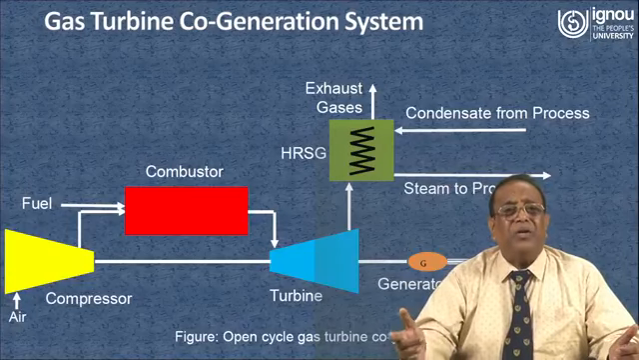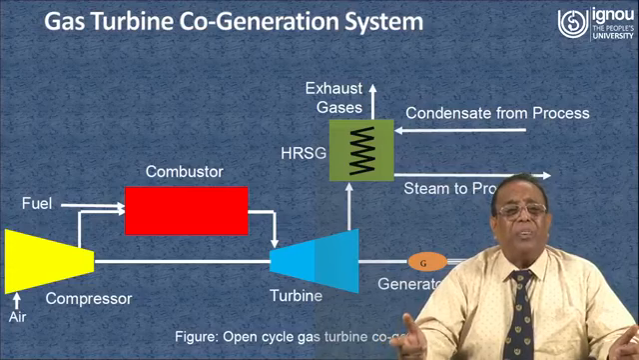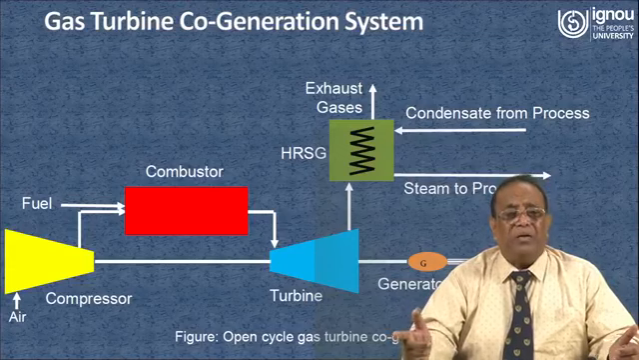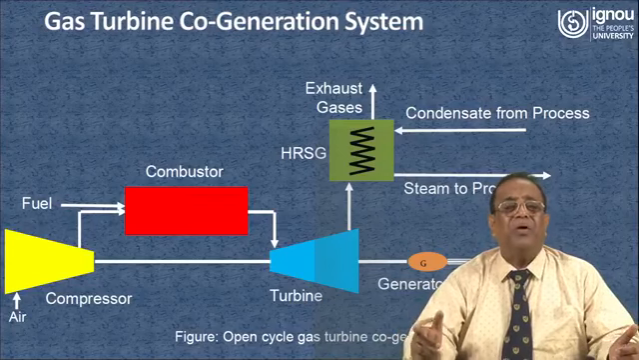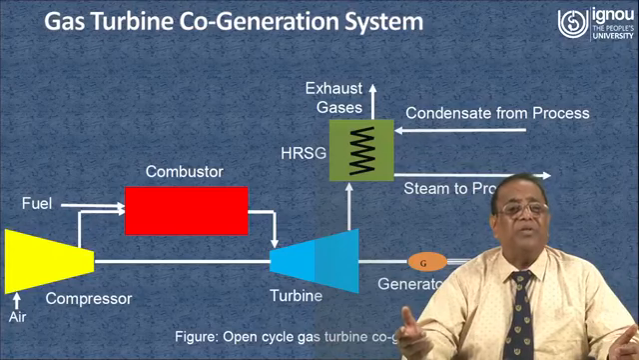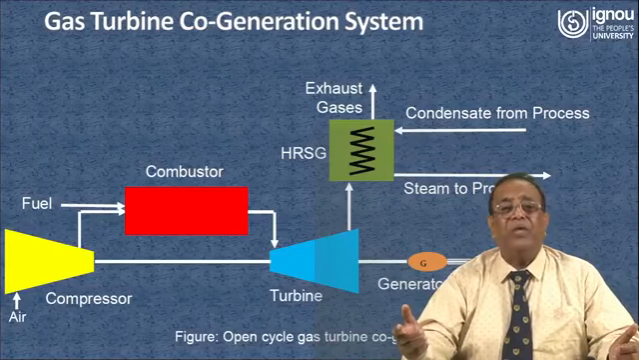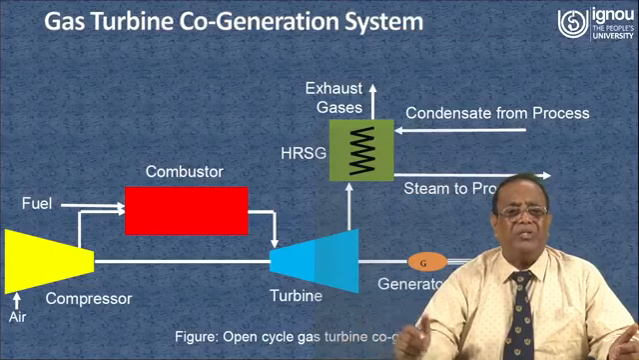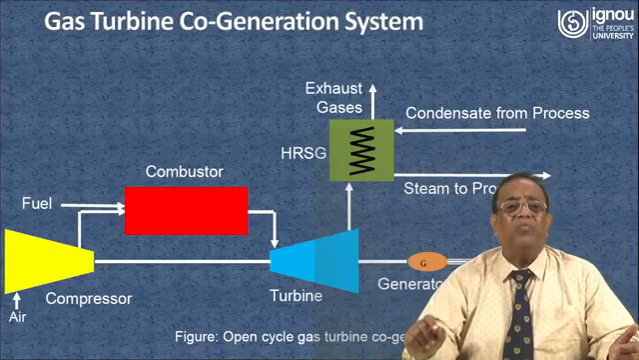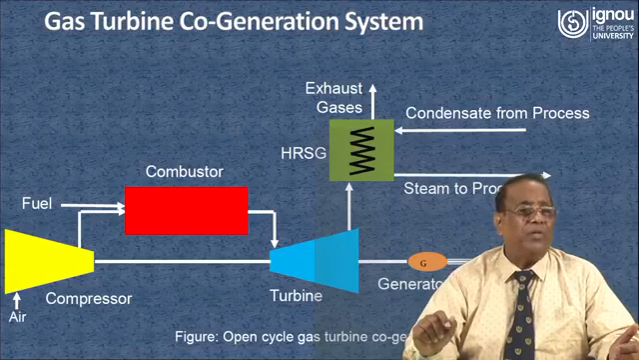This is the gas turbine cogeneration system. In this case, air enters the compressor, and in the compressor the air is compressed to a high pressure. After that, it enters the combustion chamber. Fuel is injected into the combustion chamber. In the combustion chamber, the combustion of air along with the fuel takes place, and the high pressure, high temperature combustion gases enter the turbine, and the turbine operates the generator for producing electricity. But a fraction of the output from the turbine is used to operate the compressor.